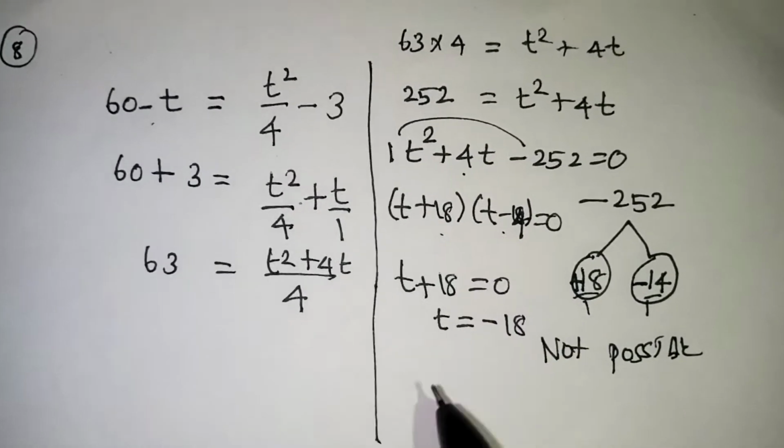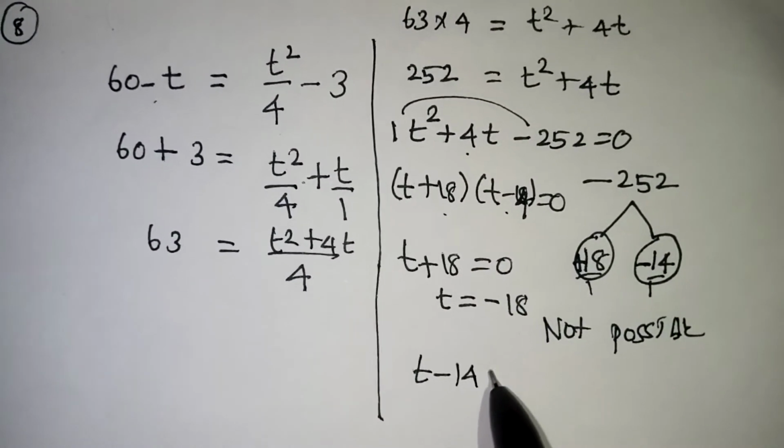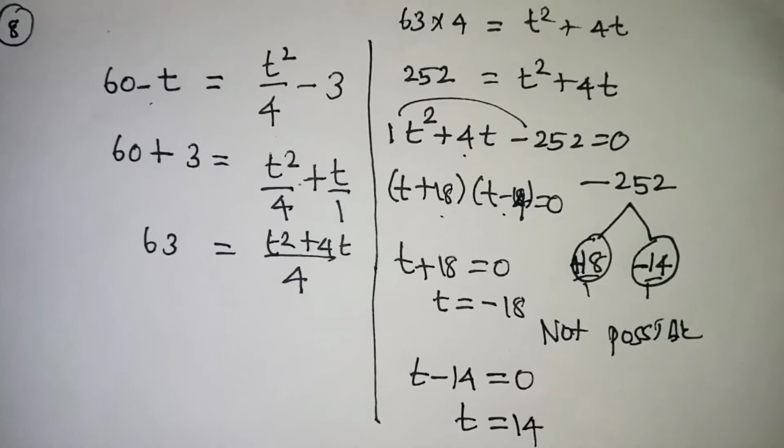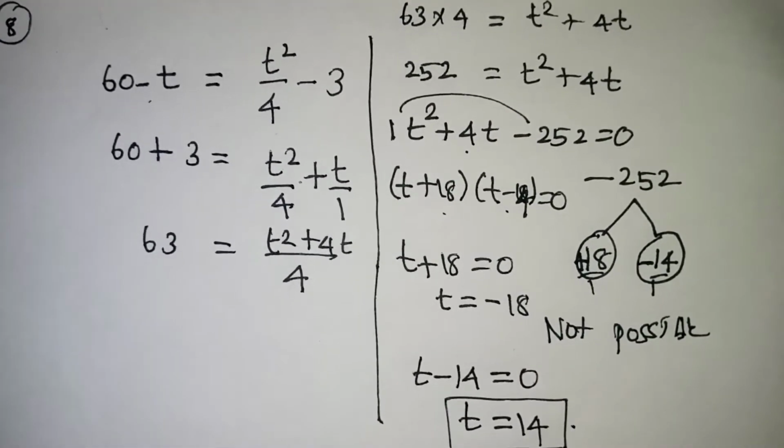Next term, t minus 14 is equal to 0. Minus 14, take it to other side, it will become a plus 14. So t is equal to 14 is your correct answer. That's what they are asking. Find t.